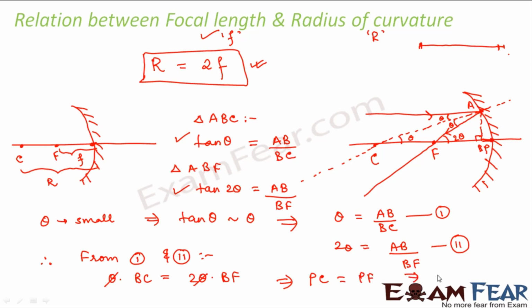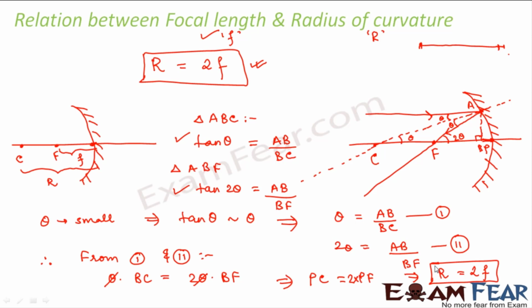Now what is PC? PC is nothing but the radius of curvature, that is the distance between the pole P and center of curvature C. And what is PF? PF is nothing but the distance between pole and principal focus, that is focal length. So therefore you can say R is equal to 2 into F. That is, the radius of curvature is twice the focal length of a spherical mirror. So this is how we proved it.